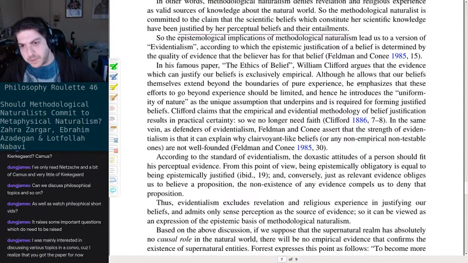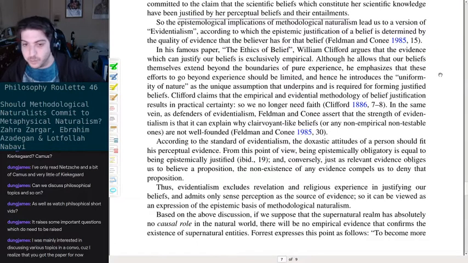In his famous paper, The Ethics of Belief, William Clifford argues that the evidence which can justify our beliefs is exclusively empirical, although he allows that our beliefs themselves extend beyond the boundaries of pure experience. Yeah, well, what does that mean? He emphasizes that these efforts to go beyond experience should be limited, and hence he introduces the uniformity of nature as the unique assumption that underpins and is required for forming justified beliefs. Okay, now this is getting somewhere. Uniformity of nature, what could that be?